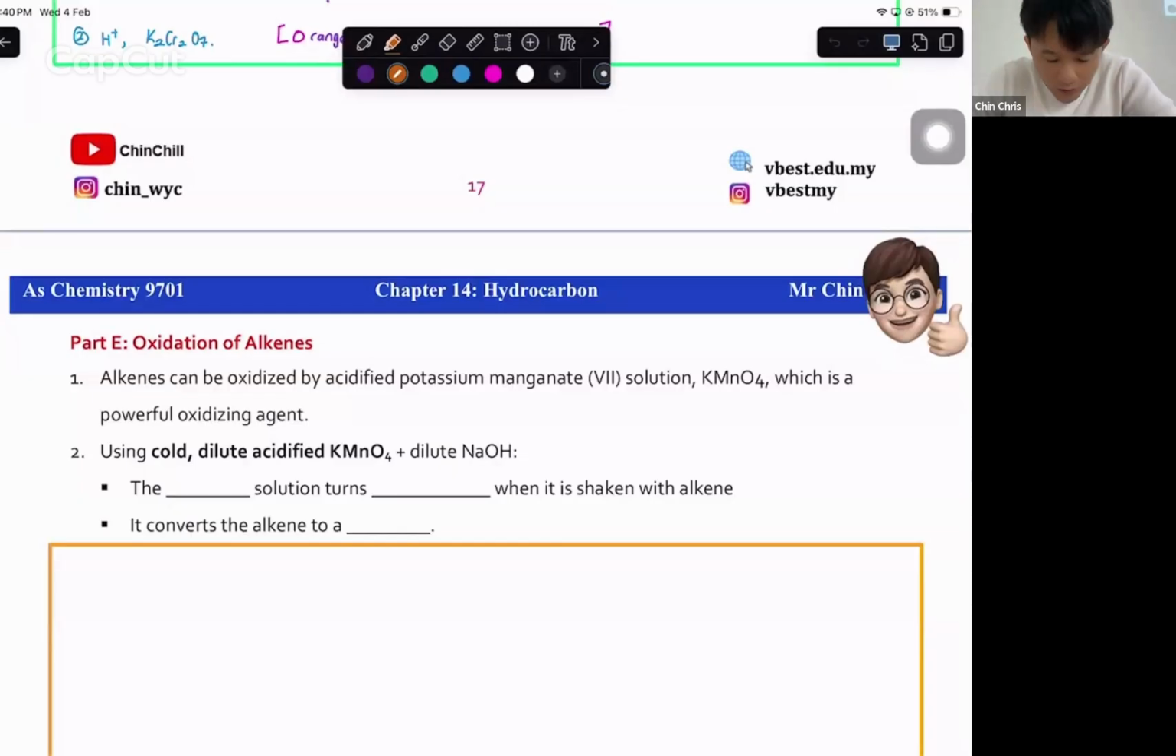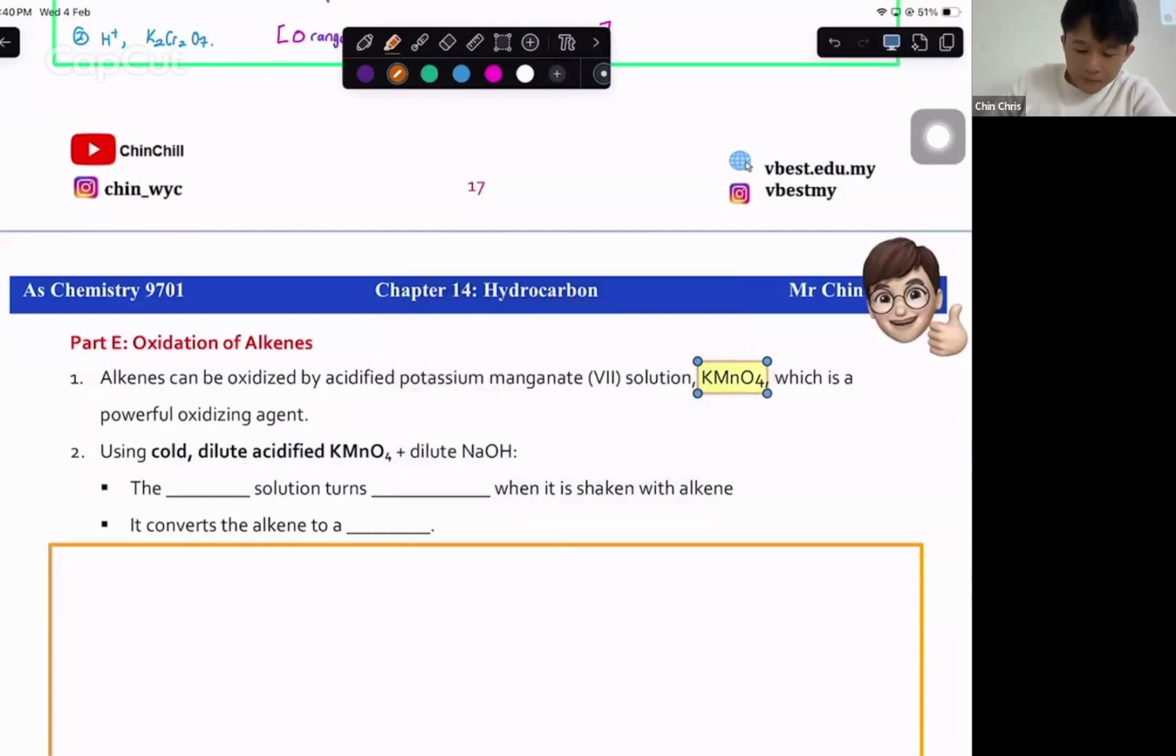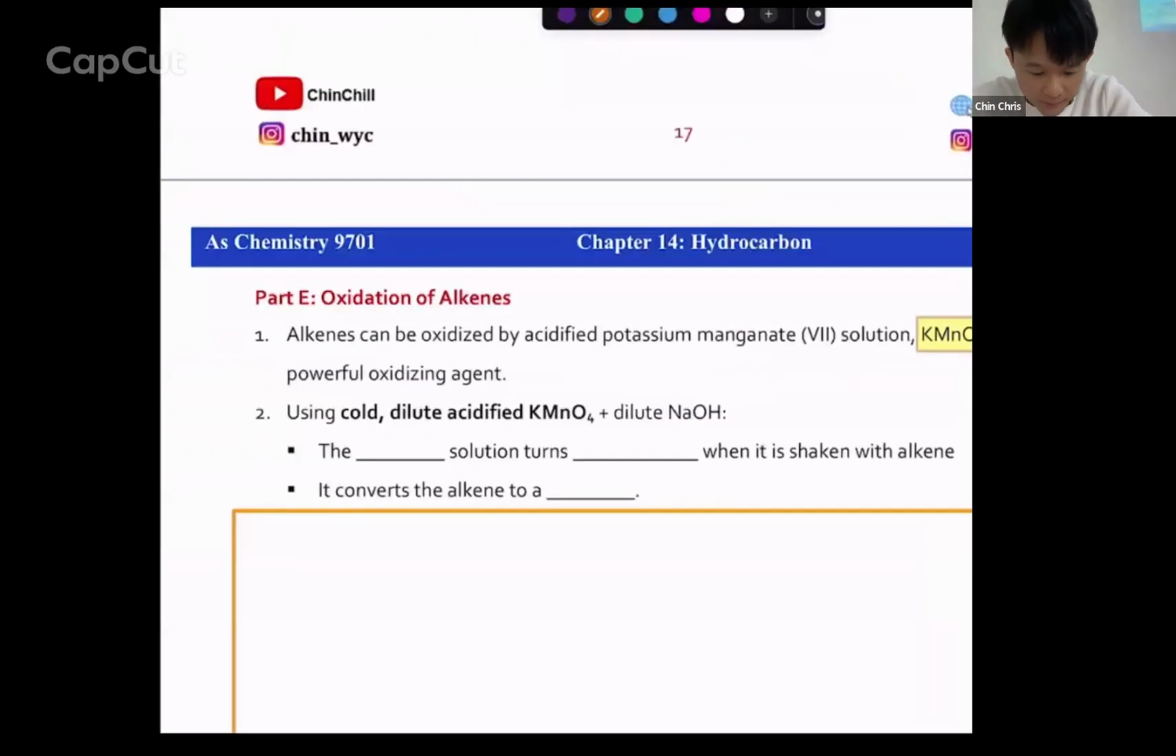All right, guys. So let's look at alkene. Alkene can be oxidized by using KMnO4. I want you guys to highlight this. Only KMnO4. Not K2Cr2O7, but KMnO4, which is a powerful oxidizing agent.